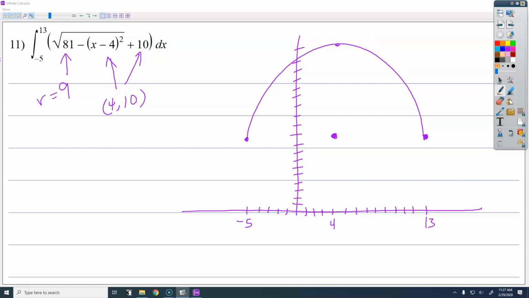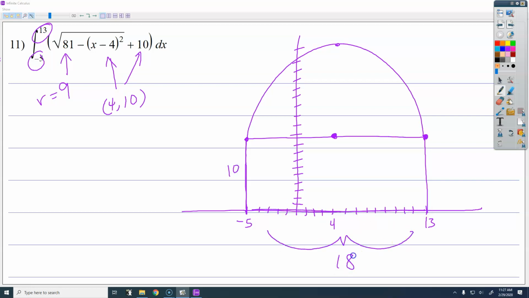Now when you're finding the area under that, and by the way, we're going from negative 5 to 13, so that's the whole thing. But we not only need to find the half circle, you also need to find everything else underneath of that half circle. So it's a rectangle and a half circle. So the rectangle here has a height of, what was it, 10, and a base of 18. So 10 times 18 gives you an area of 180 for that rectangle.